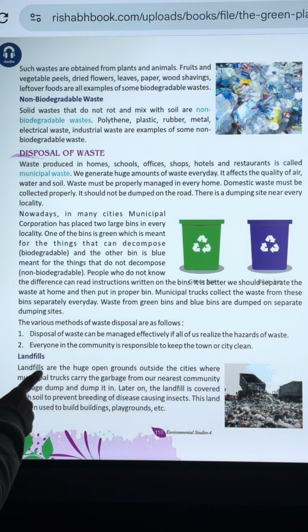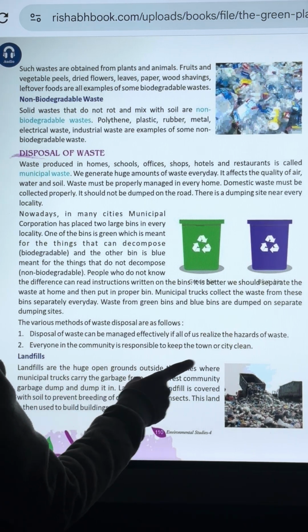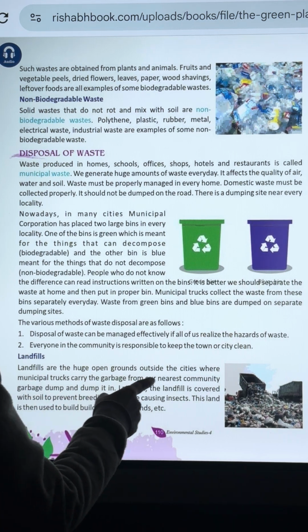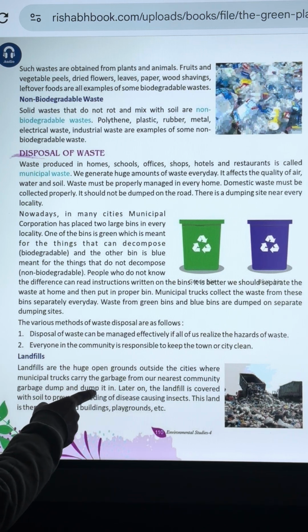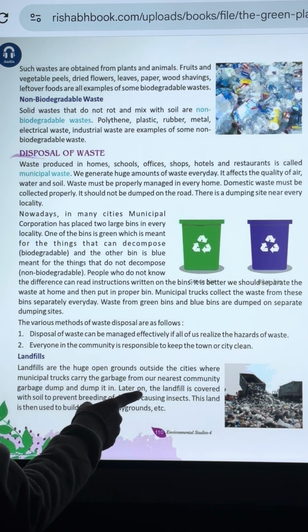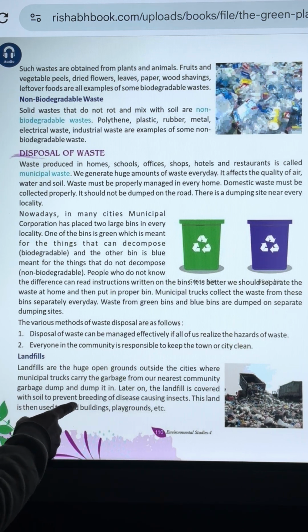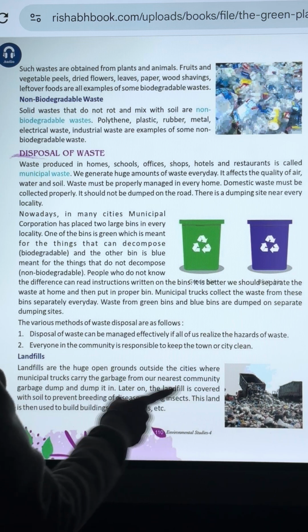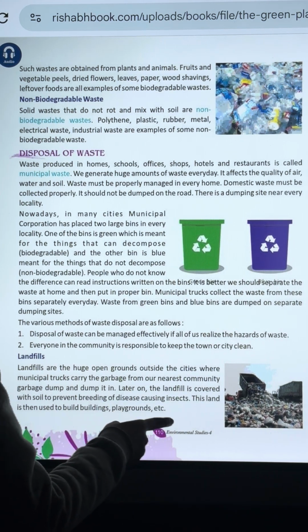Landfills. Landfills are the huge open grounds outside the cities where municipal trucks carry the garbage from our nearest community garbage dump and dump it in. Later on, the landfill is covered with soil to prevent breeding of disease causing insects. This land is then used to build buildings, playgrounds, etc.